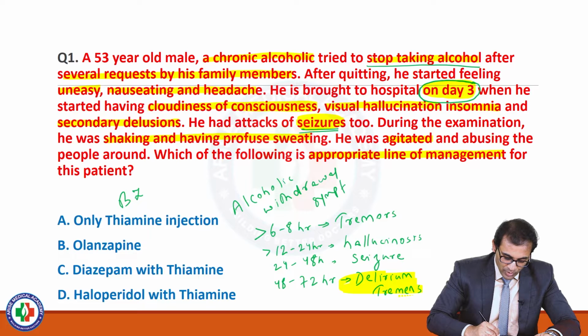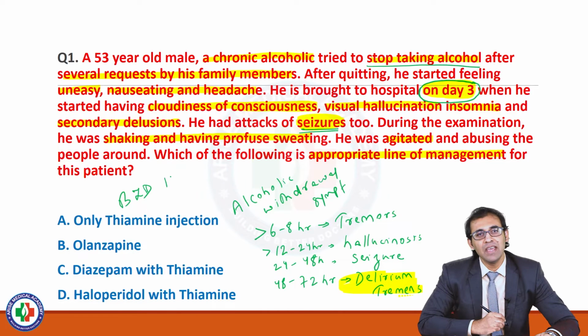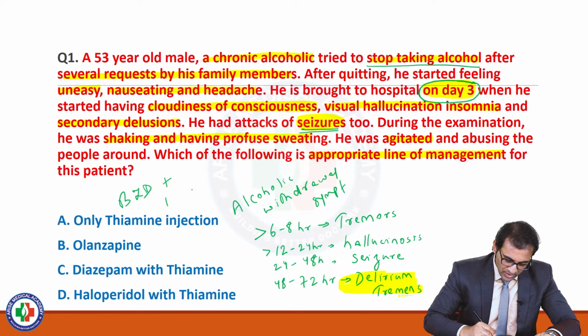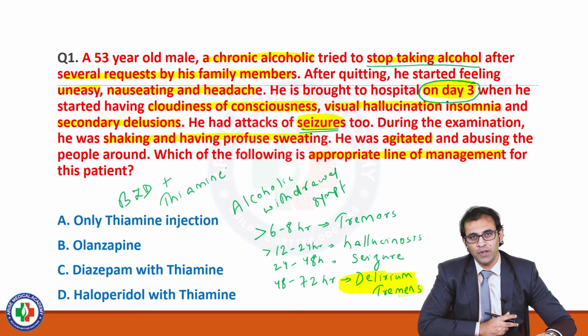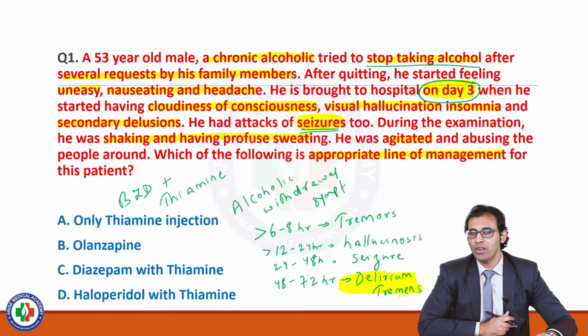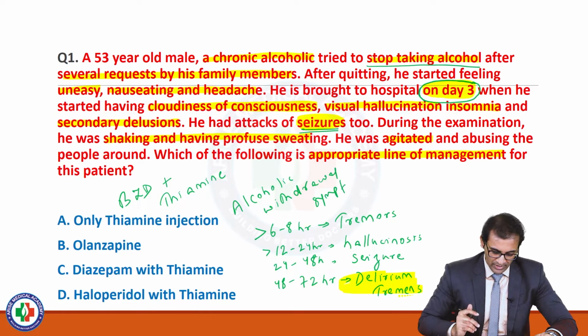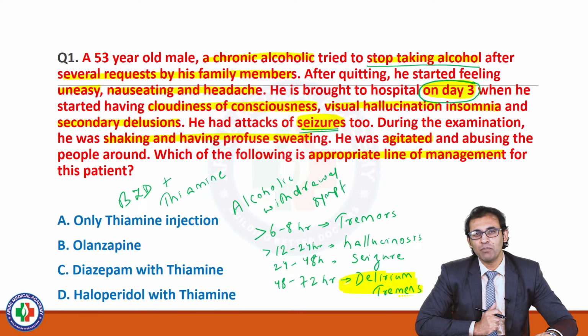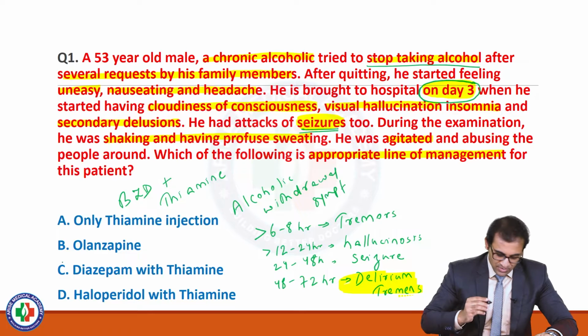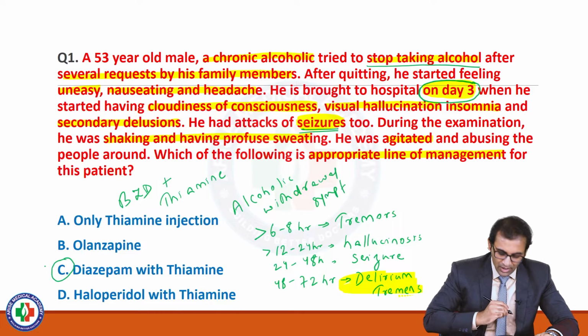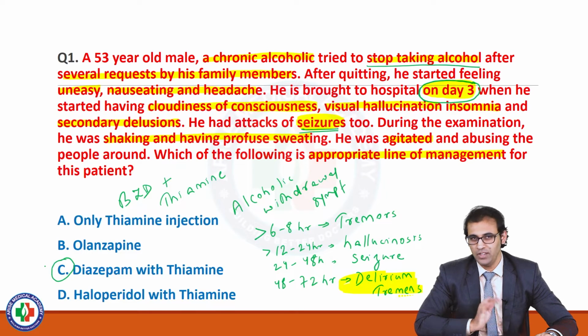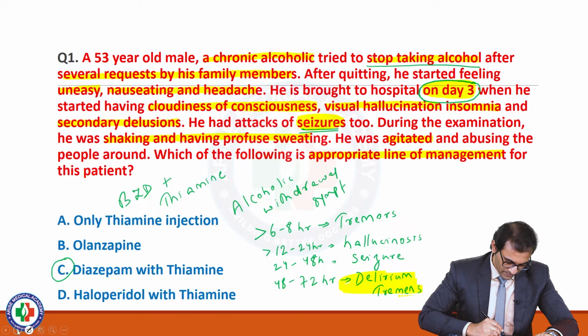First of all, we have to give a benzodiazepine. Along with that, we have to add one vitamin: thiamine injection. Why are we adding thiamine? So that we can prevent the development of Wernicke's encephalopathy, right? Okay, fine. So out of these, what is the most appropriate line of management? Yes, we have to give diazepam along with thiamine injection. Easy to understand? Next question.